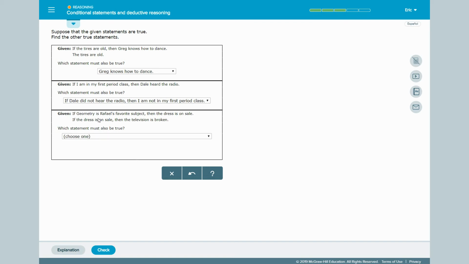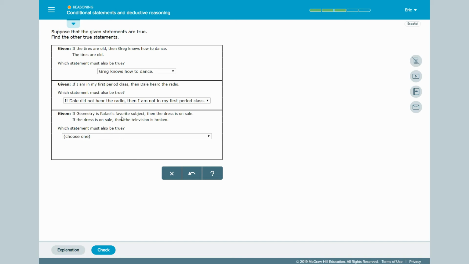And the third one is just a redundant one. If geometry is Raphael's favorite subject, then the dress is on sale. If the dress is on sale, then the television is broken. Just take out the middleman. This is what we actually call the transitive property. You're just taking out the middleman.